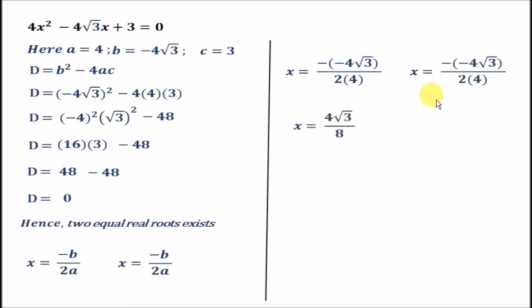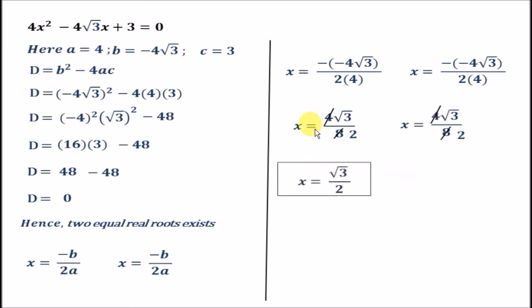x equals minus into minus plus, so the sign will change to plus. 4 root 3 by 2 4 is 8. Let's write them again. 4 1s are 4, 4 2s are 8. We'll do the same thing here as well. 4 1s are 4, 4 2s are 8. So the values of x are x equals under root 3 by 2 and x equals under root 3 by 2. The roots are equal, as the value of D is equal to 0.